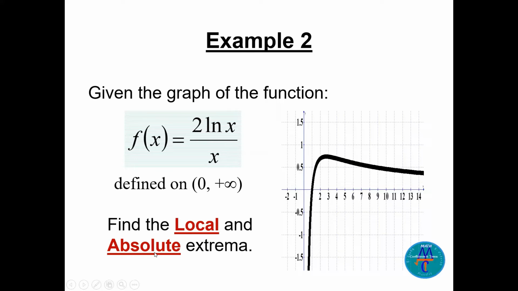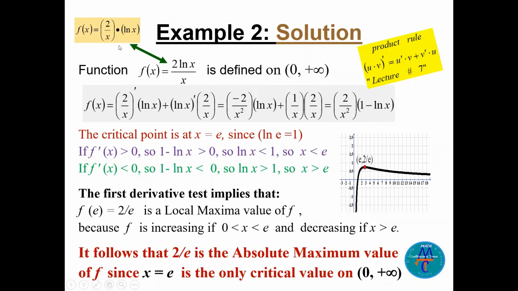Find local and absolute extrema. Now to find the derivative of the given function, ln of x divided by x, you can use directly the quotient rule. This is u, ln of x, divided by v. You can do that. Use the formula for the quotient rule, u prime v minus v prime u divided by v squared.